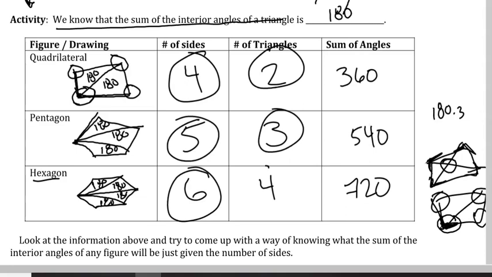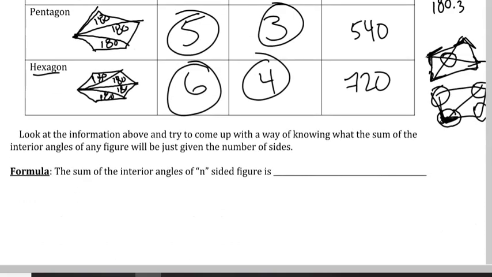If it's 6 sides, you'll end up with 4 triangles. If we wanted to make a formula for any figure with a certain number of sides, how would we do that? Well, I would write it out in words. It seems like it is the number of sides minus 2. That tells you how many triangles there are. And then we know each triangle is 180 degrees. So that is what it's going to be, okay?